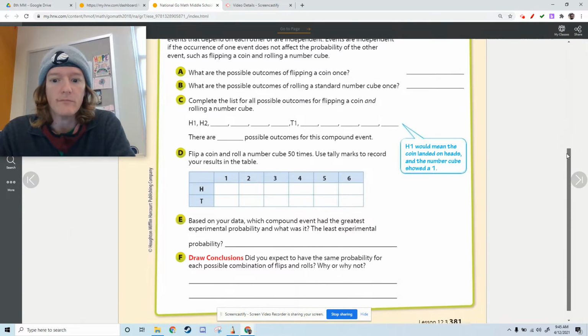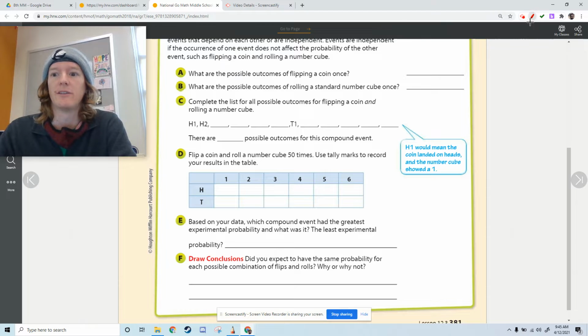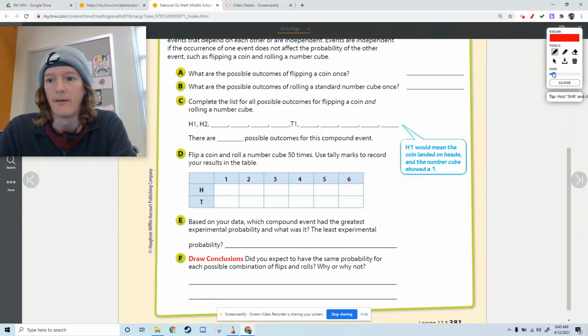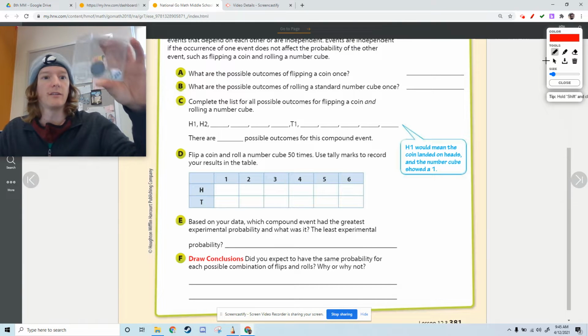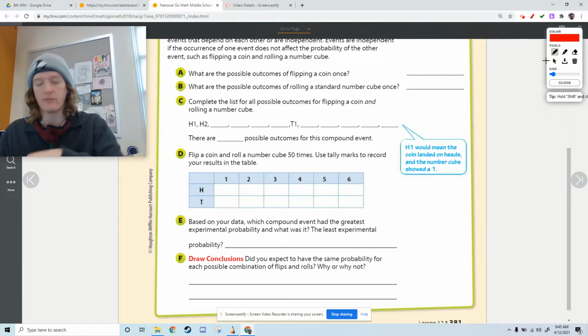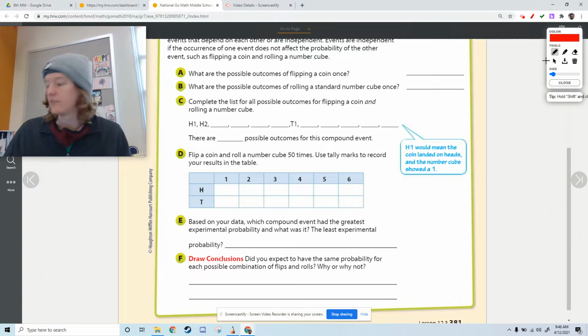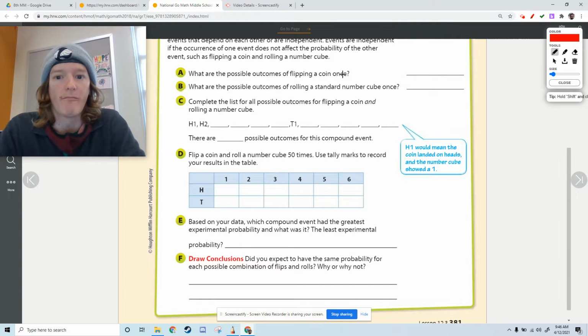So we're gonna fill out this page. We're gonna do a little bit of a lab here. I'm gonna do it here on camera, but if you want it, you could get a number cube and a coin, and you could do your own results here. For A, what are the possible outcomes of flipping a coin one time?